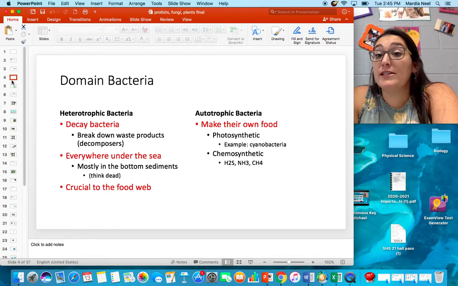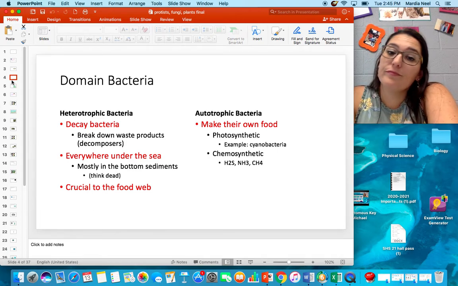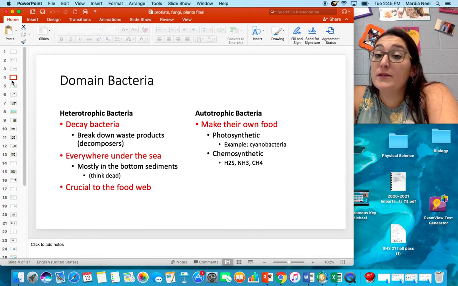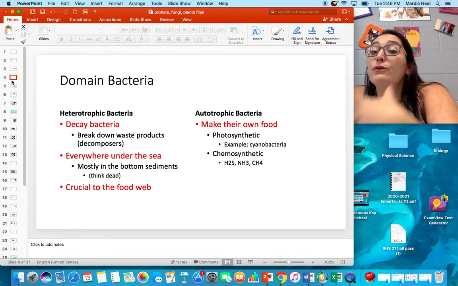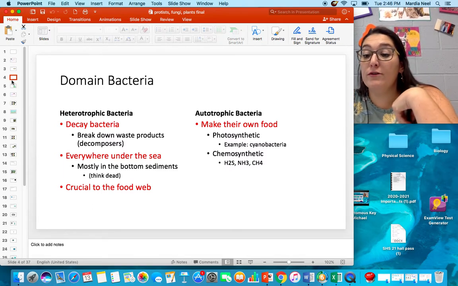Autotrophic bacteria are bacteria that make their own food. So they can be photosynthetic, meaning that they rely on the sun. They go through photosynthesis. Or they can be chemosynthetic. Those bacteria that live on hydrothermal vents are all chemosynthetic. They live off of methane or another gas coming up from the earth, ammonia, and they convert that into food. So they're living off of those substances.